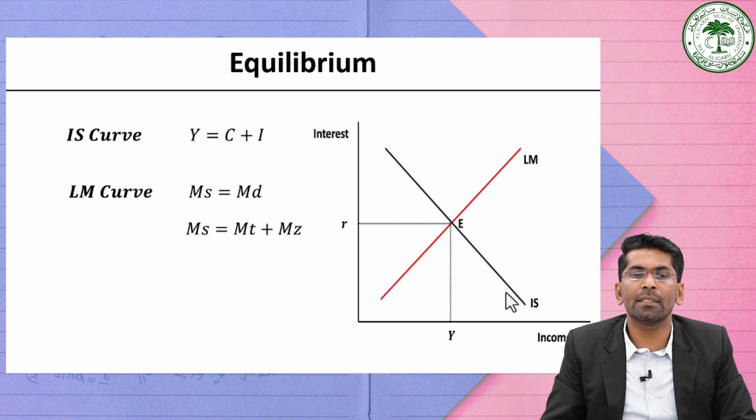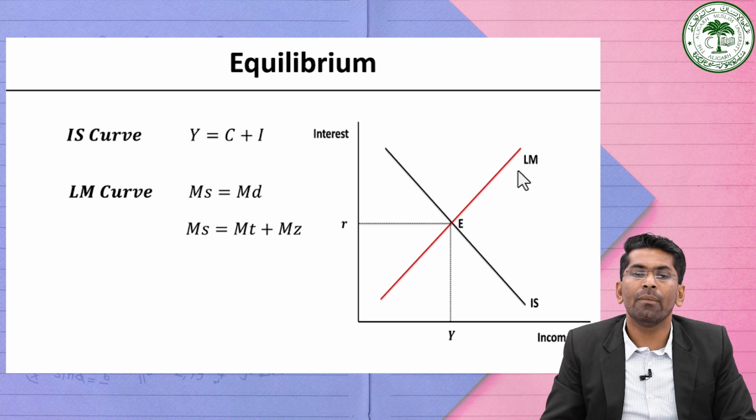See, this IS curve shows a downward or negative slope, which represents increasing investment and income as the rate of interest is falling. If the rate of interest falls, then the level of income and the rate of investment increase. So there exists an inverse relationship between the rate of interest and the level of investment.